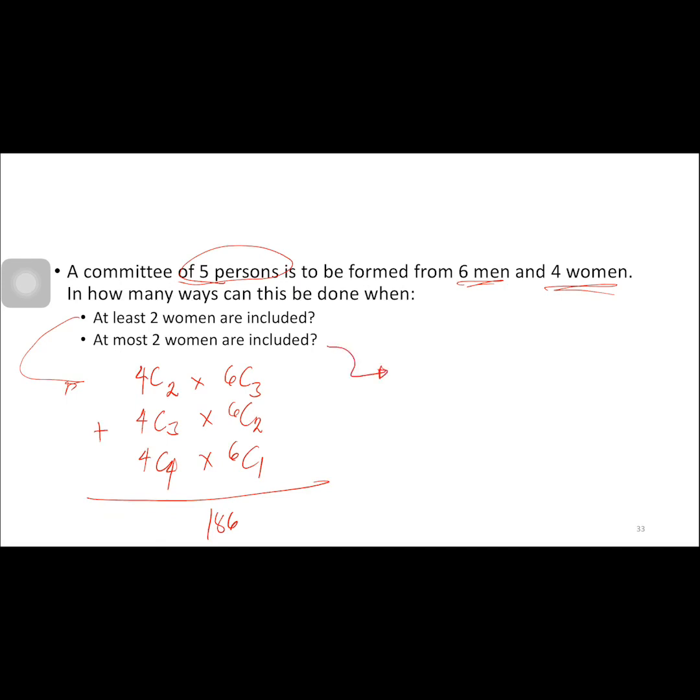What about at most 2 women are included? If it's at most, then it would be 2, 1, 0. So this would be 4C2 times 6C3. If you are going to include 1 from women, we have there 4C1 times 6C4 from men. If we decided not to include anybody from the women, then that's 4C0 times 6C5. Then this is also 186.